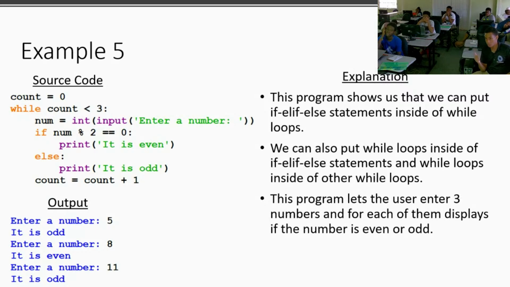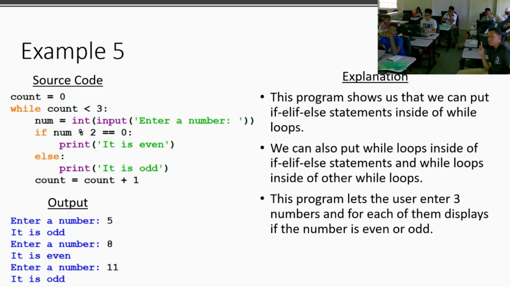So while count is less than 3, input a number. 10. Is 10 divisible by 2? So we print out it is even. Then we add 1 to our count. Realize that our count is not part of our else. Our count is just within our while loop, so we're always going to add 1 to our count, no matter if it is even or odd.